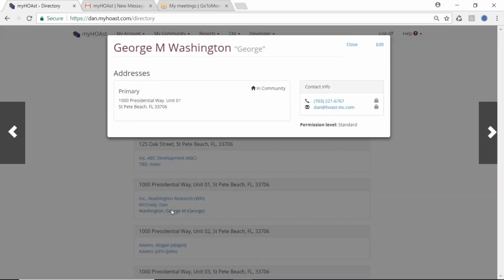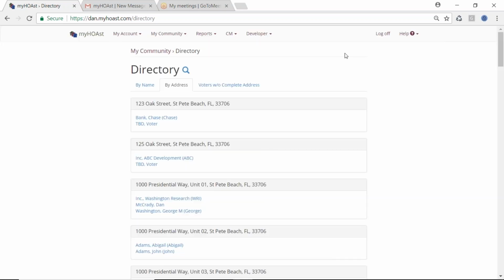And if I look at George Washington, I see that he's neither an owner nor a voter, but he does live at Unit 01. So again, we have who the owner is of a property, who the voter is of a property, and who lives at that property address.